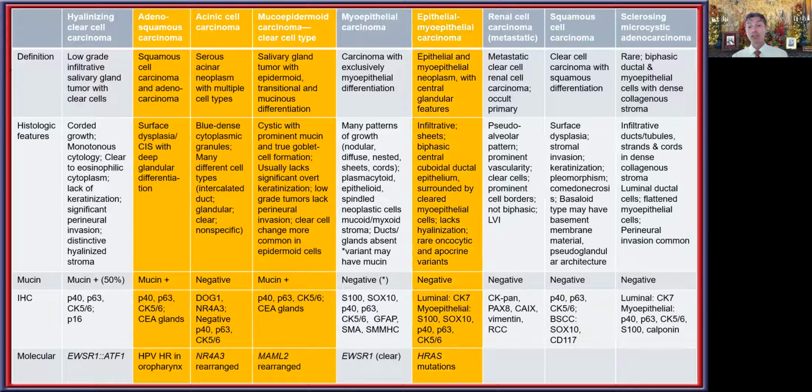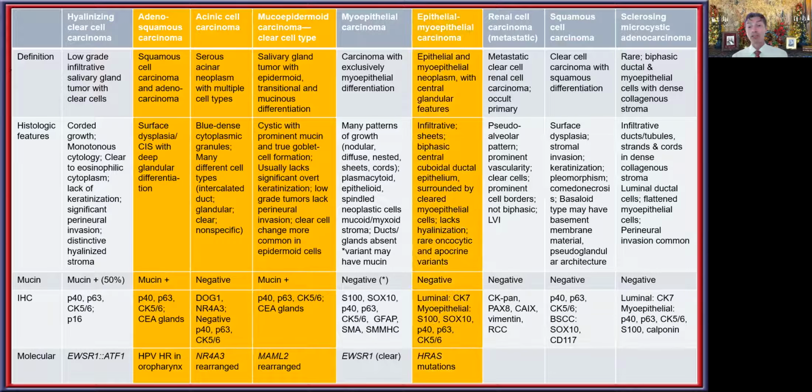I will say the SOX10, because it's a nuclear reaction, is actually much easier to interpret in many cases, and usually it's a very strong and diffuse reaction in all of the neoplastic cells. So whenever I have a salivary gland tumor and there's any sort of hint of clear cell architecture, SOX10 is definitely one of the stains I'm going to do because it is quite helpful in coming up with a diagnosis.